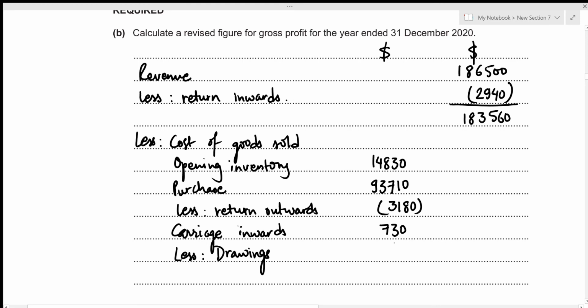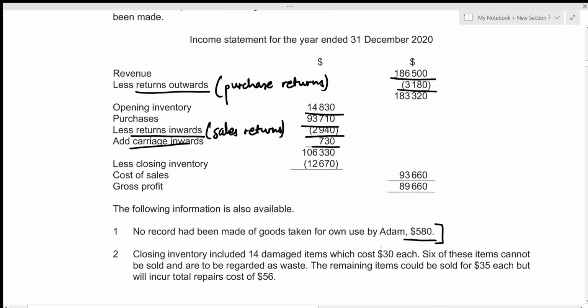And the resulting value mentioned in the question was 580. All right, let's look at the second information. So closing inventory included 14 damaged items, which cost 30. So if these are the damaged items, we can just completely subtract this value from the closing inventory, right?